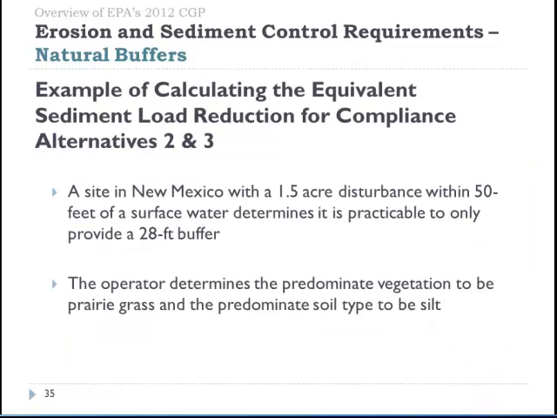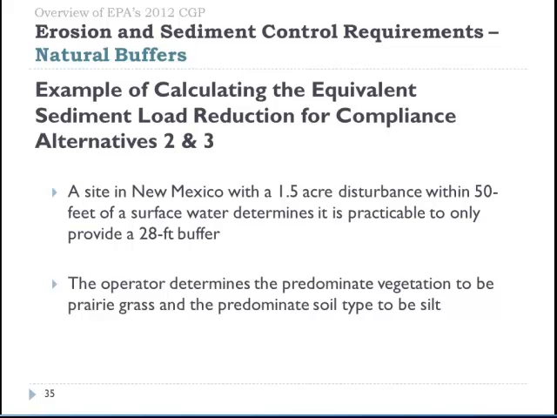So I'd like to now go through an example of how a site would achieve compliance with compliance alternatives 2 and 3, which require that you achieve the equivalent sediment removal as the 50-foot buffer. In our buffer guidance, which I mentioned was Appendix G, we have detailed information about how you comply with these compliance alternatives. So here we have a hypothetical example.